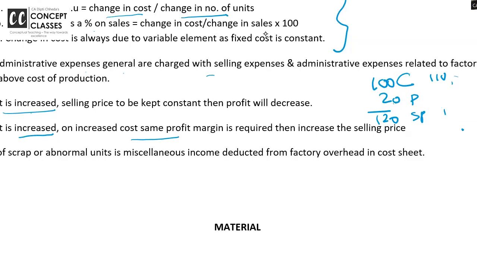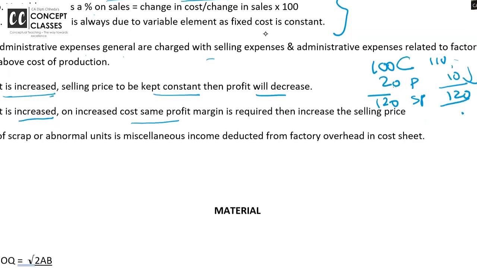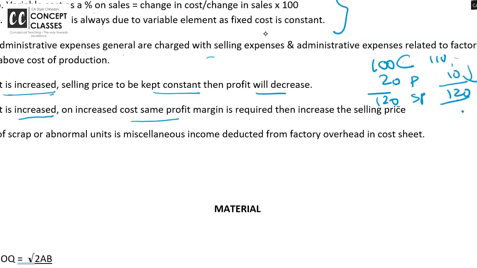No, no, ma'am. Even if it becomes costlier, keep the selling price at 120. Cost is increased, selling price kept the same. Then the profit margin will reduce. Profit margin will come down. Once again: cost, profit, selling price. If you want to keep the same selling price and cost has increased, profit will come down. If cost is increased and you want the same profit of 20%, it is 22; this is 20%, not 22. So increase the selling price. These are the logics which will help you to solve some of the problems.